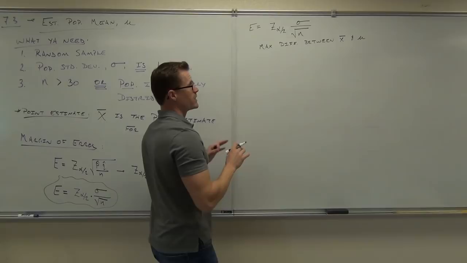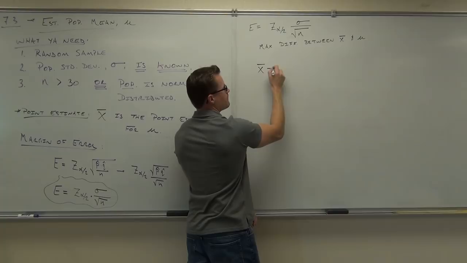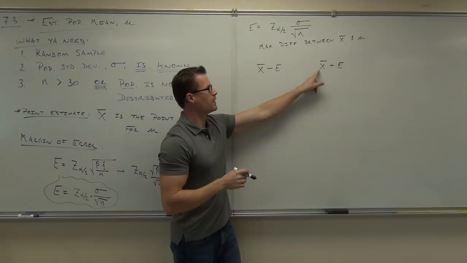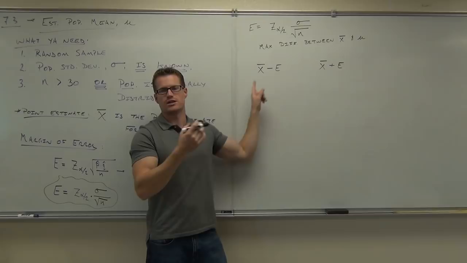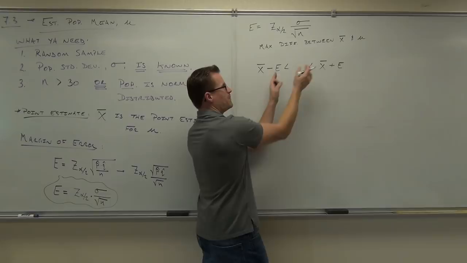If E is the maximum difference between these two numbers, then I take x bar minus E and I take x bar plus E, where x bar is my point estimate for mu. Check it out. This would give me an upper range for mu. This would give me a lower range for mu. If this is the maximum difference, I can say mu is supposed to not be any bigger than this or any smaller than this. That's what's giving me these nice bounds on my confidence interval.